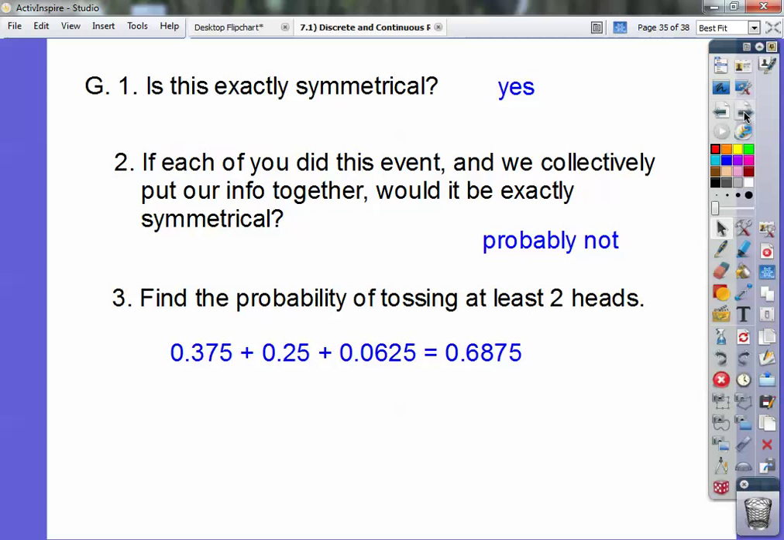Okay, so find the probability of tossing at least 2 heads. There's a few ways to toss at least 2 heads, and those are the probabilities. We can toss 2 heads, or 3 heads, or all 4 heads right there. Okay, and it comes out to almost 69%.